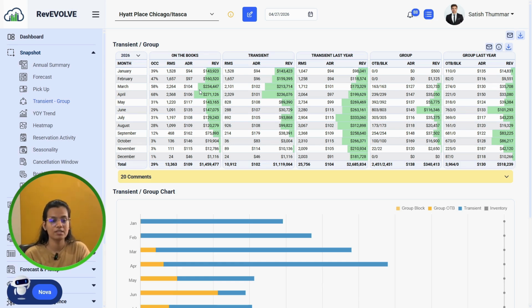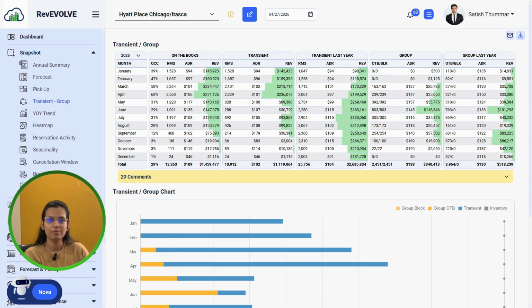Then we have transient. Here we can see we have rooms for the transient, and here we have group rooms for the group. And the last year, comparing both group and transient. So here in snapshot view, this is like a macro-level revenue mix intelligence layer. Instead of guessing how much is coming from transient, how much is group driven, or whether you are over-dependent on one segment or not, you can see it here instantly, right?